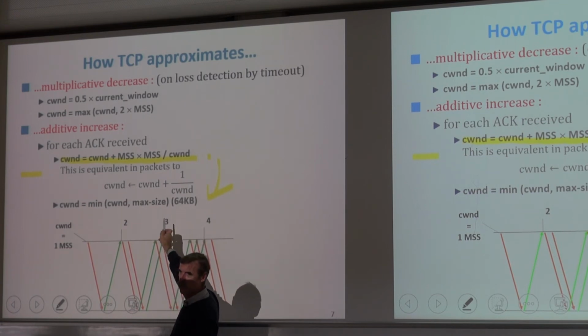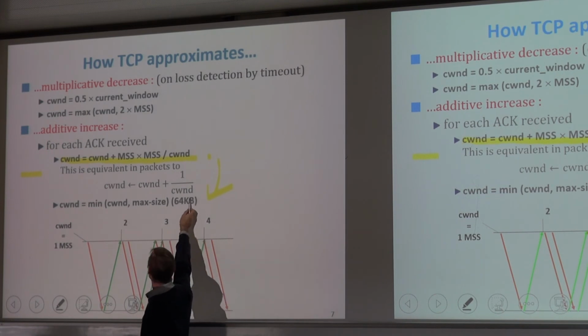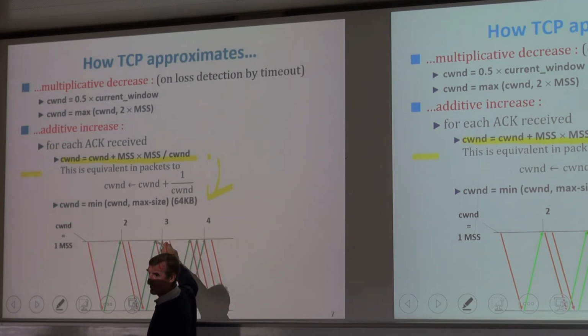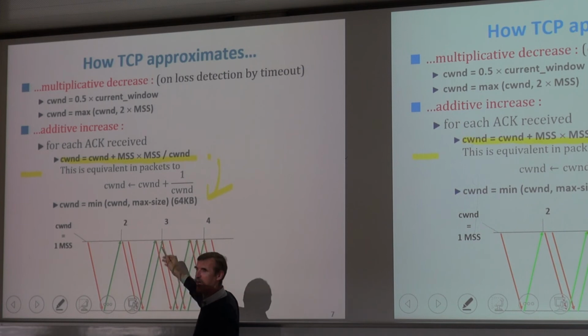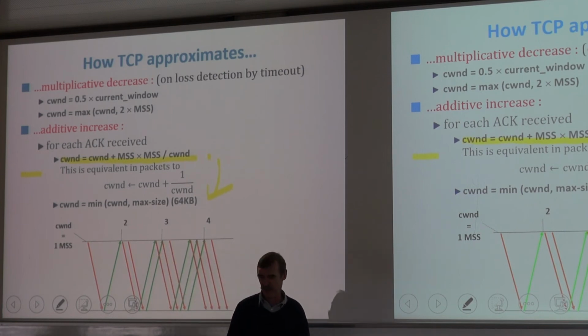Now, if you look at the Linux code, very often it's implemented not for every ACK that is received, but periodically you look at how many ACKs you've received. So this is closer to what we've done here. And other implementations might do things a bit different.